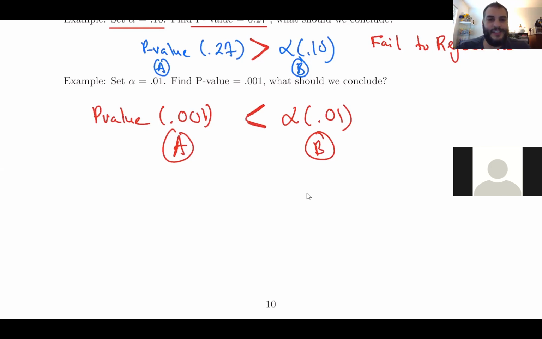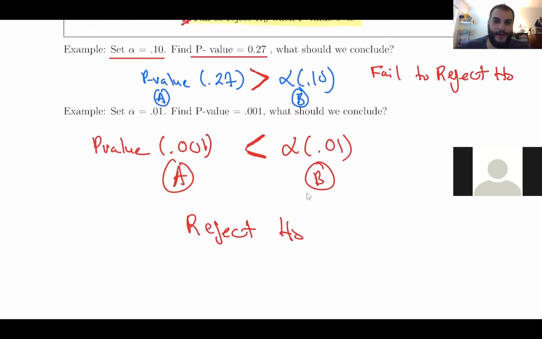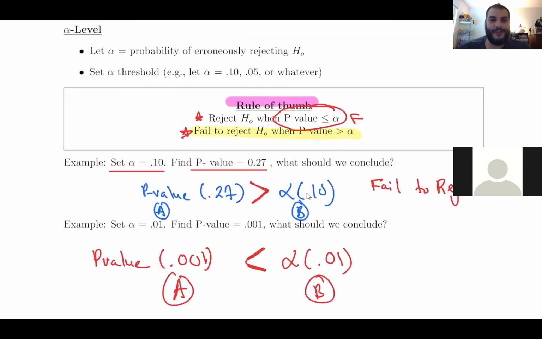All right, so since B is bigger, thank you, Aaron, you want to say reject the null hypothesis. Okay, if you look right here, when p-value is smaller than alpha, you want to go ahead and reject the null hypothesis. And that's it for the second one. All right. Any question on when do we reject or when do we fail to reject the null hypothesis?